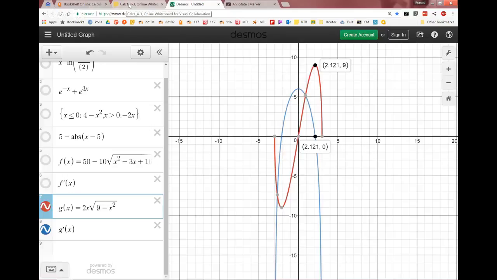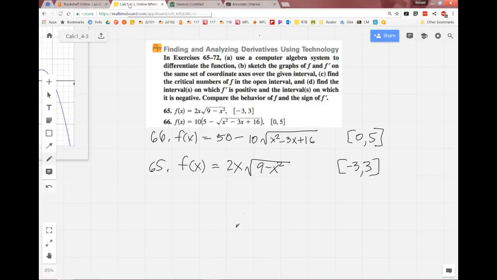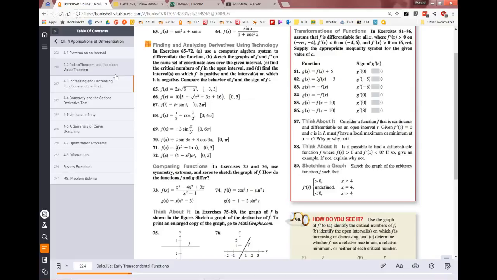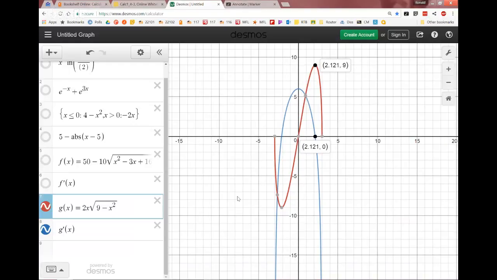And what else were we supposed to do? Compare the behavior of f and the sign of f prime. Let's just do that one more time. So when is the function going uphill? When is the red function increasing? Anywhere between this point down here and this point up here, right? That's when it's going uphill. And you notice on the graph, what's going on with the derivative between here and here? It's above, it's positive. That whole thing is positive.